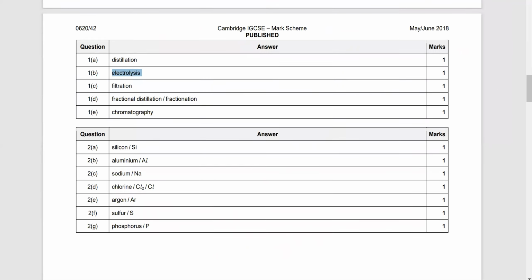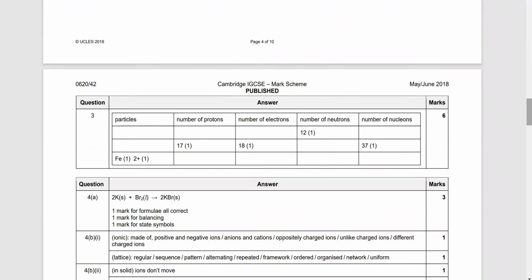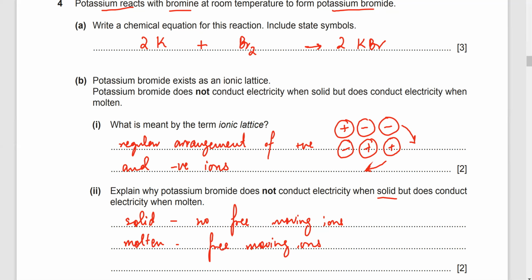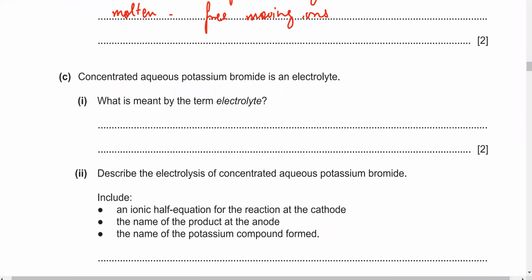We can check this answer. What are the 2 points that he's giving marks for? Just this: ions don't move in solid, ions move in molten state. That's it. So no further explanation was needed here.